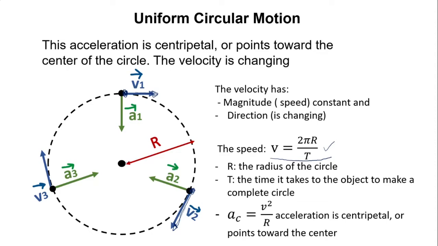And acceleration is centripetal, pointing toward the center of the circle, and is given by v squared over r. V is the speed of the object, and r is the radius of the circle. So, when we have circular uniform motion, the speed is constant. The velocity is changing. Remember, the velocity is the speed and the direction. If the direction is changing, even if the speed is constant, then the velocity is changing.